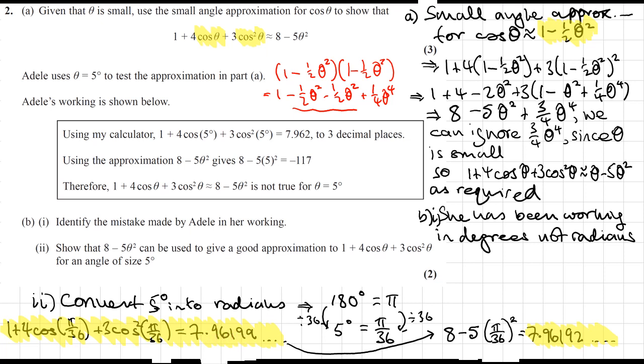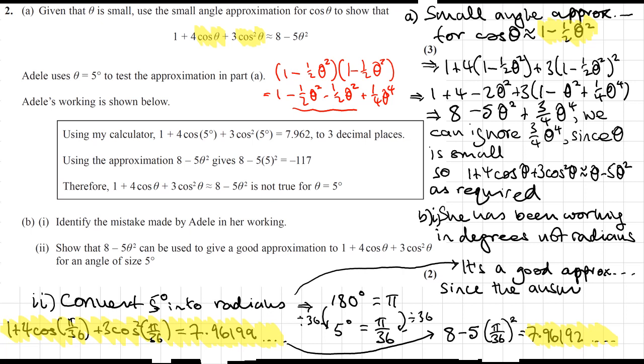So I'll just write down here. It's a good approximation. So I'm finishing off this part C question. It's a good approximation since the answers agree to 3 decimal places, and that number which they agree to 3 decimal places is 7.962.